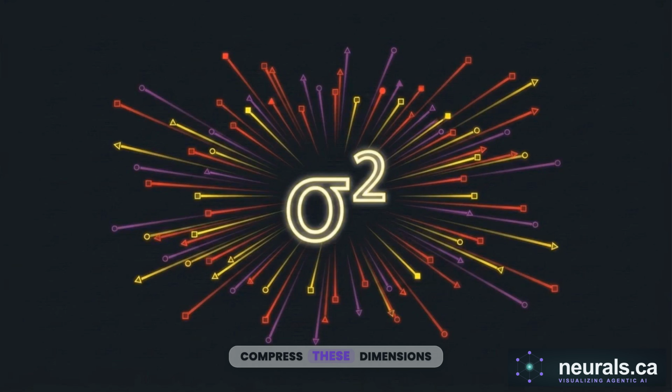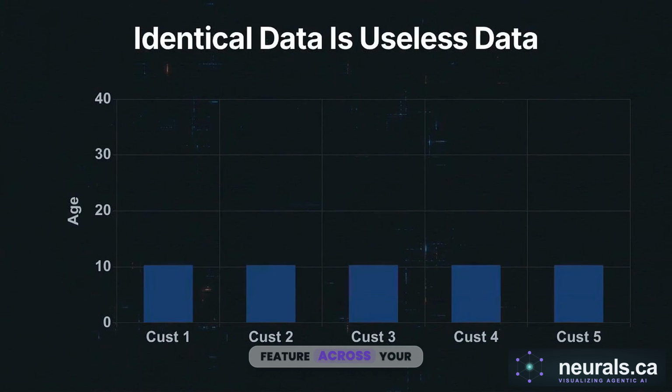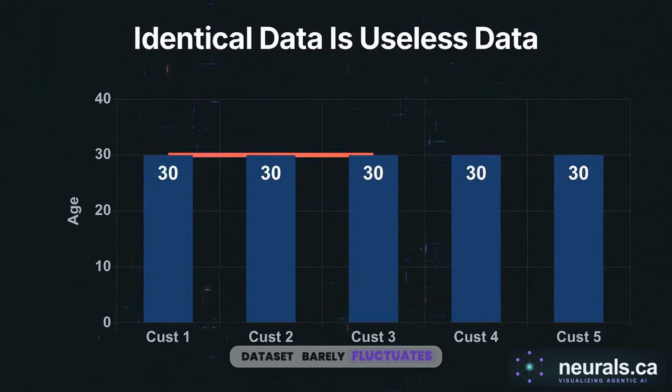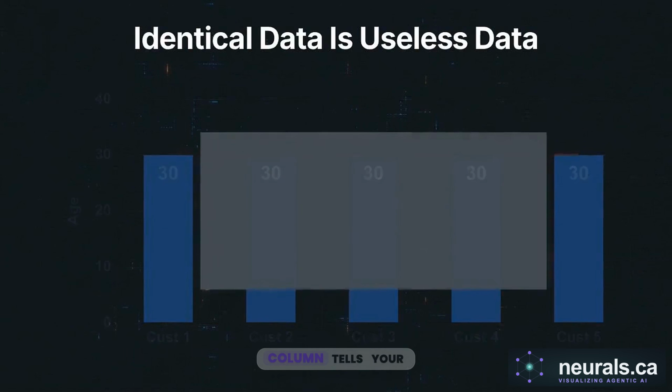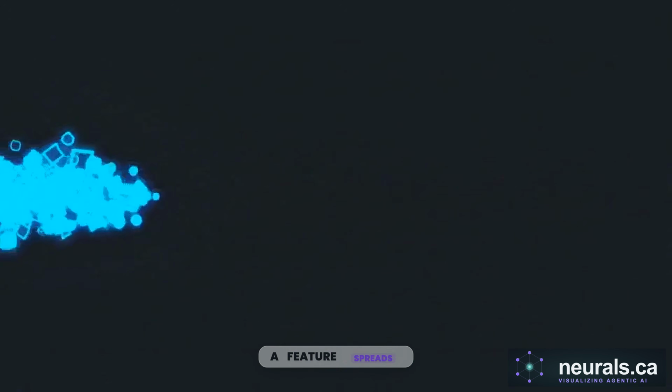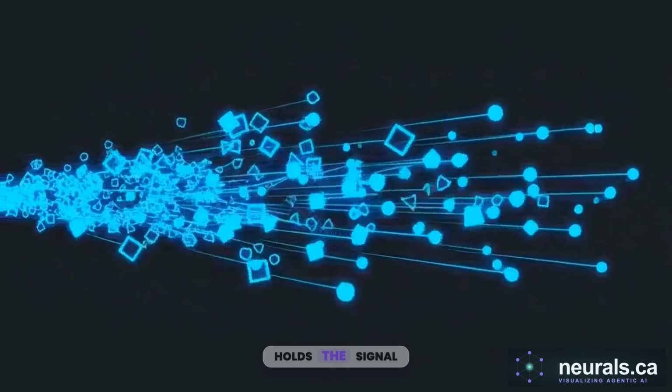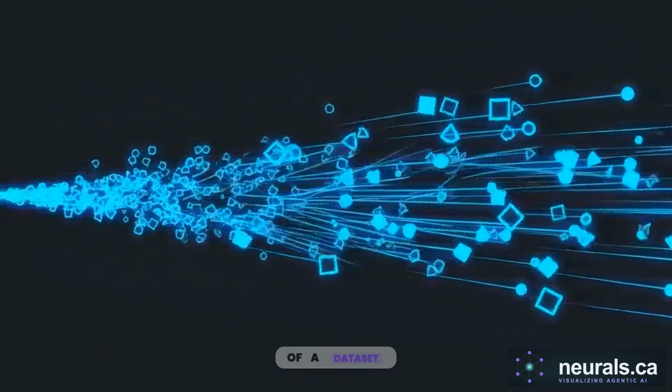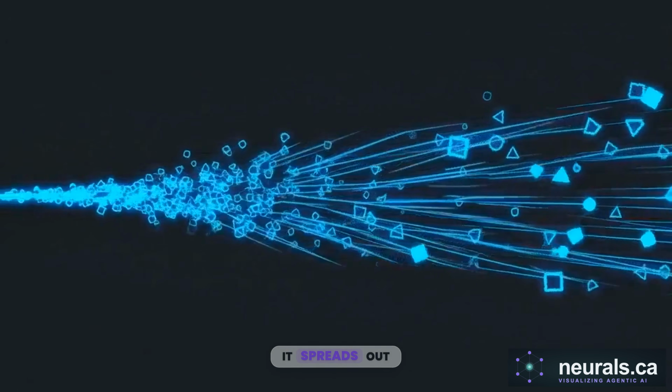To compress these dimensions safely, PCA operates on one incredibly strict rule: variance is equal to information. If a feature across your dataset barely fluctuates, say everyone in your customer database is exactly the same age, that column tells your model absolutely nothing useful. But if a feature spreads out widely, it holds the signal. The true structure of a dataset lives exactly where it spreads out the most.